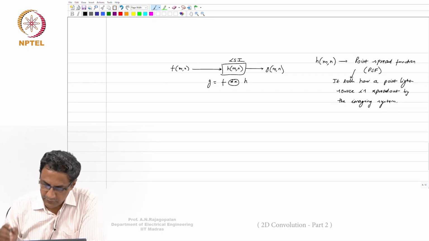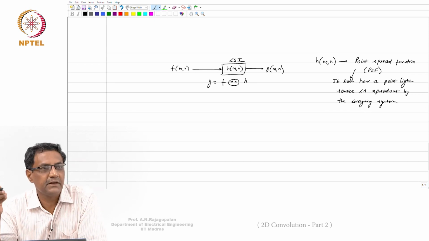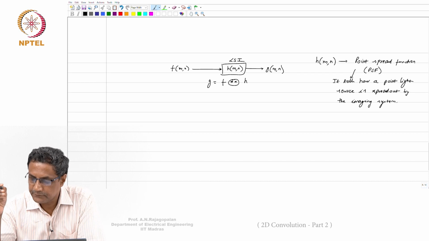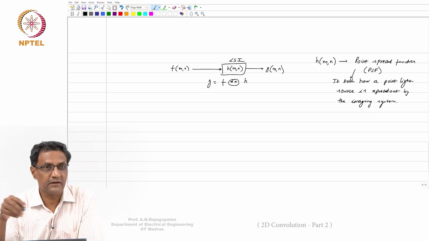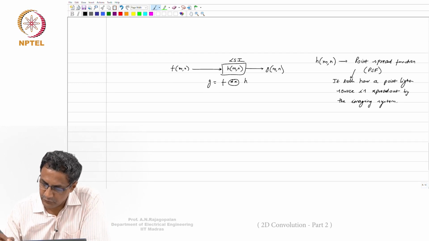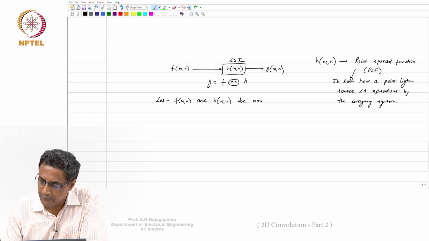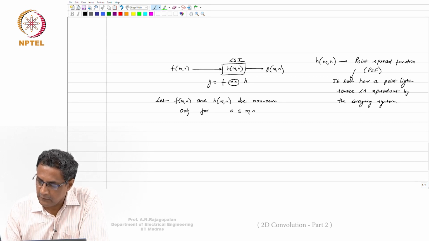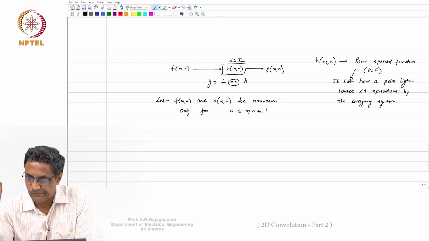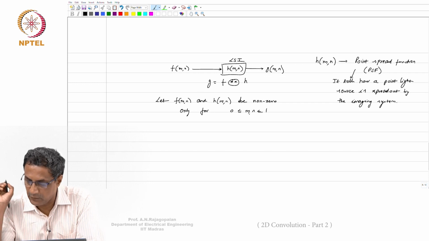Now let's go to this figure. Again, we'll take a very simple example just to make things easy to write here. So we'll assume that f(m,n) and h(m,n) are non-zero only for, let's say, m, n less than or equal to 1. Rest of the places on the grid, they are 0.